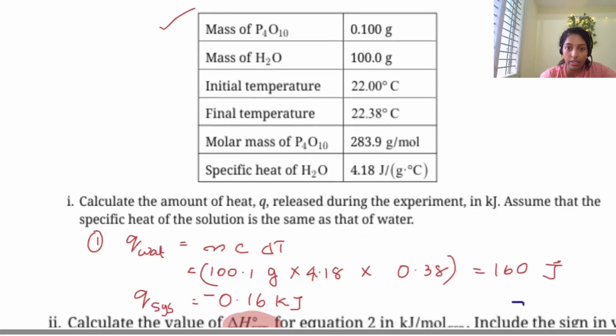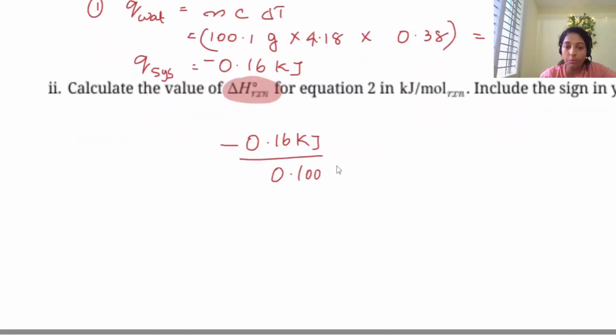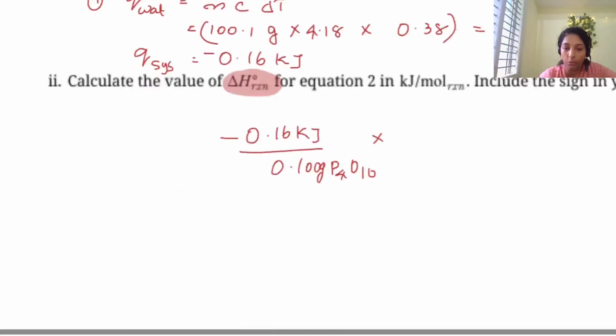0.100 means, see the P4O10, that's P4O10 grams, correct? So what is the question? For 1 mole, because the balanced chemical reaction we saw, it's 1 mole. So what is the molar mass? Molar mass is given at the top, 283.9. So multiply by 283.9 gram per mole.